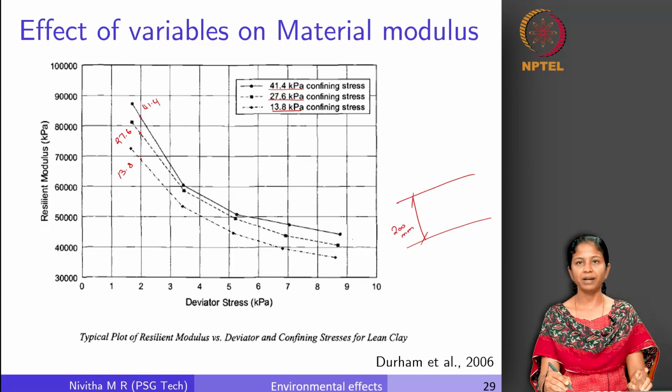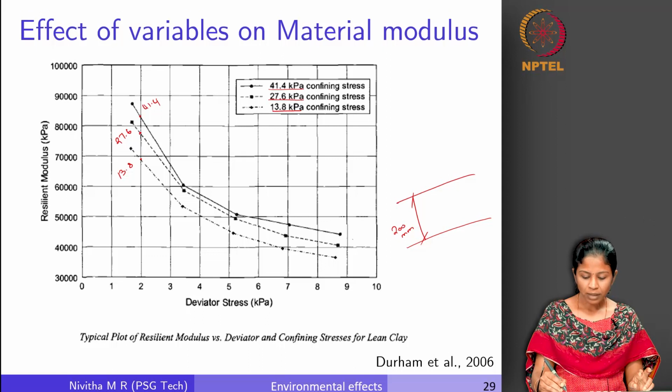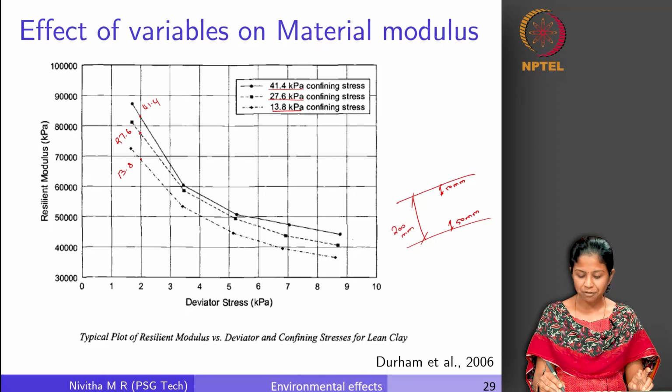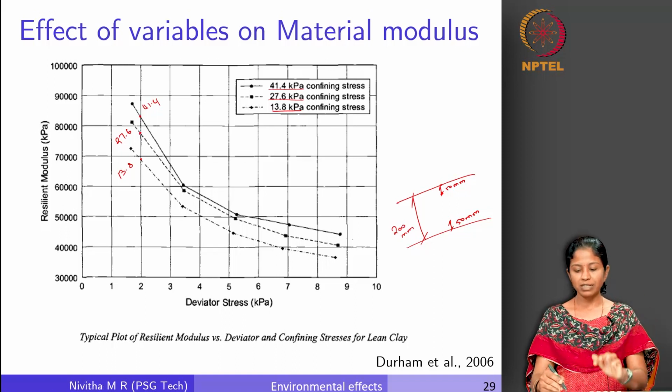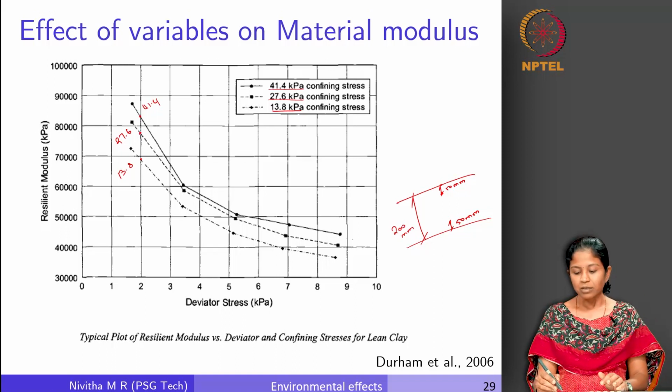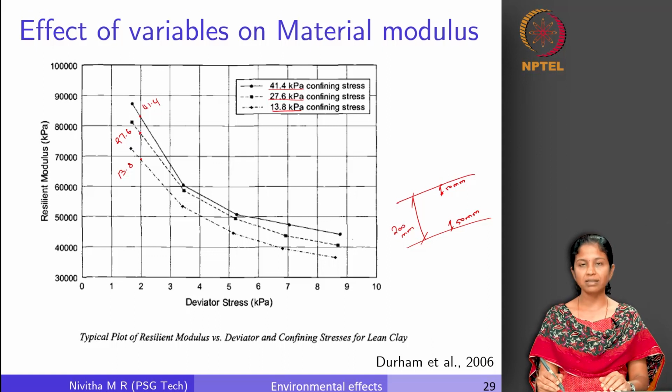Hypothetically, let us assume something like this. Now, the confining pressure experienced by a point present, let us say, at 50 mm from the surface is different from the confining pressure experienced by another particle at 50 mm from the bottom, because the depth of the pavement above these 2 points is completely different. Because of this confining pressure, the resilient modulus will vary, but ideally what we do is treat this as a single layer and carry out the design.